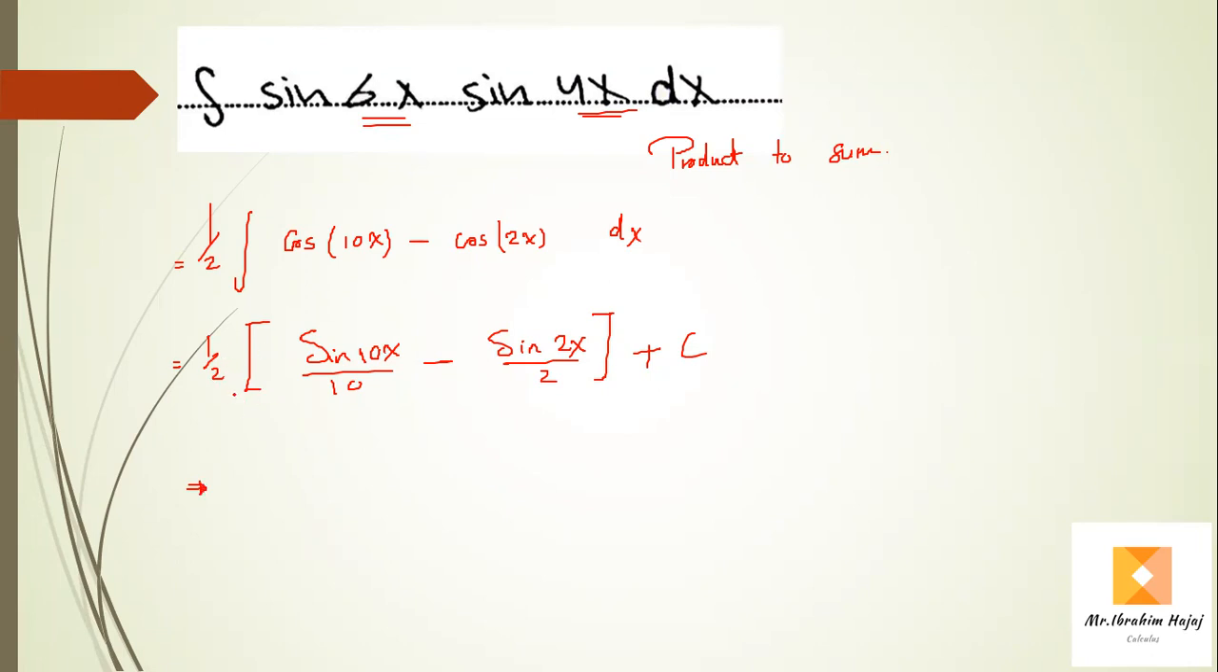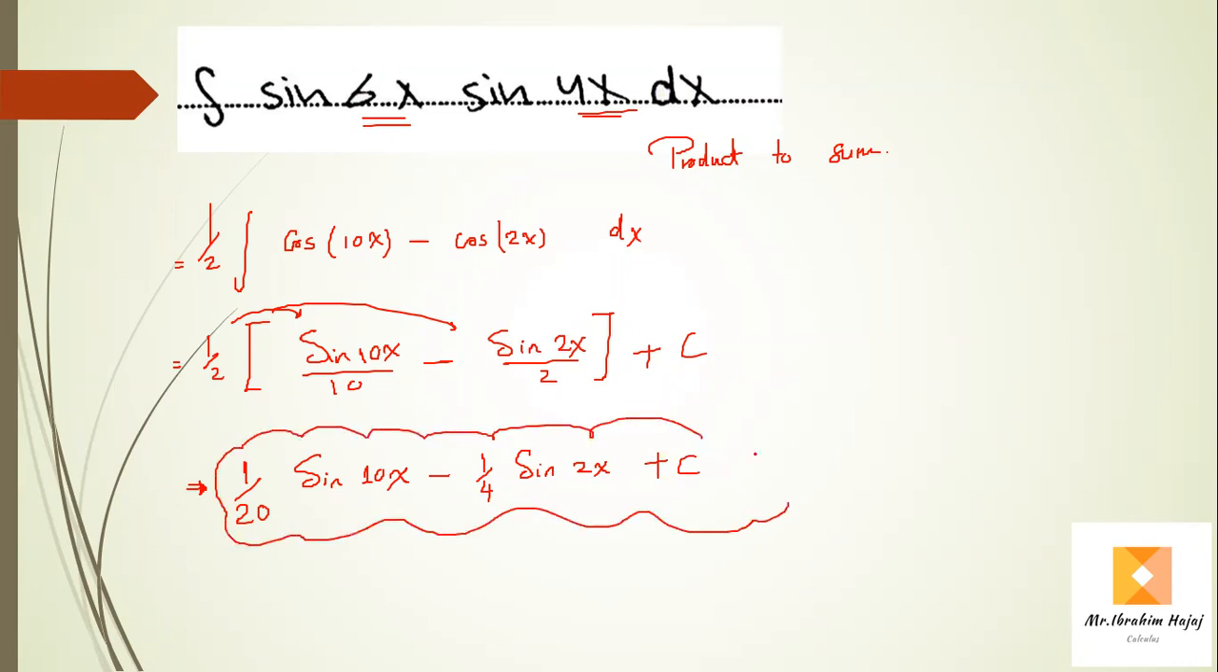We use the distributive property. 1/2 times 1 over 10 is 1 over 20, sine 10x, minus 1 over 4 sine 2x, plus c. This is the final answer.